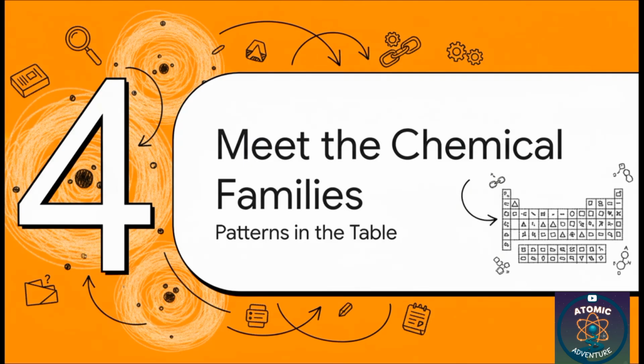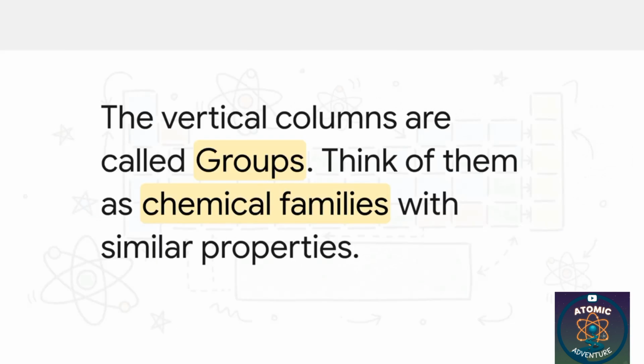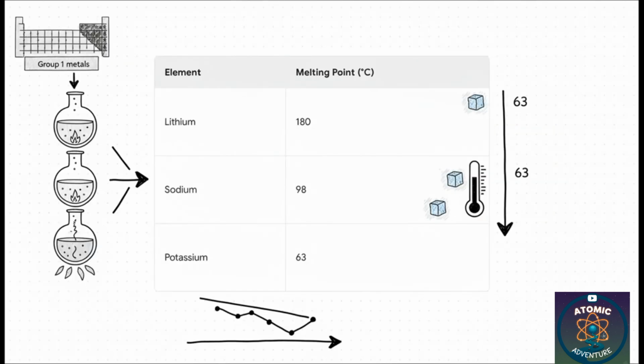All right, now that we've got the blueprint for a single atom down, we can zoom back out to the big picture. Let's look at the whole table again and see how this one simple idea creates these amazing, predictable patterns. So what you want to do is look at the vertical columns, the up and down ones. Officially, they're called groups, but honestly, it's way more helpful to think of them as chemical families. Because just like a real family, all the elements in one column share these really important traits. They act alike. Let's just take the very first column, group 1.